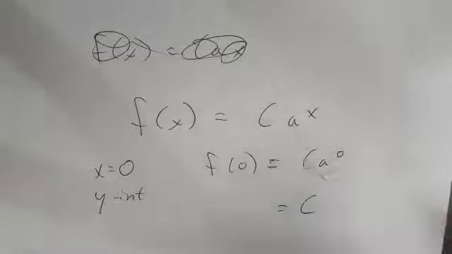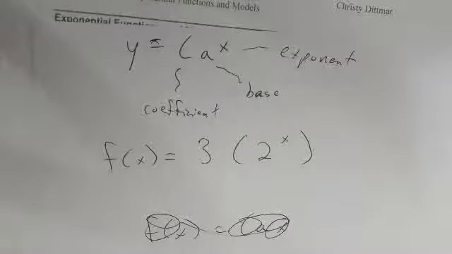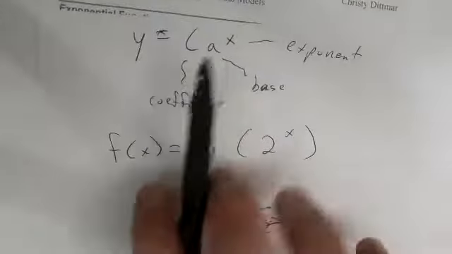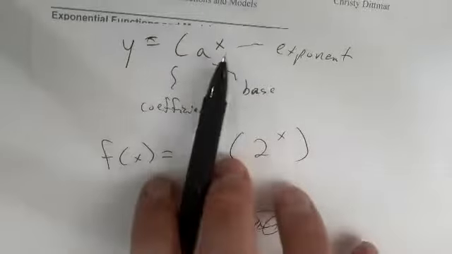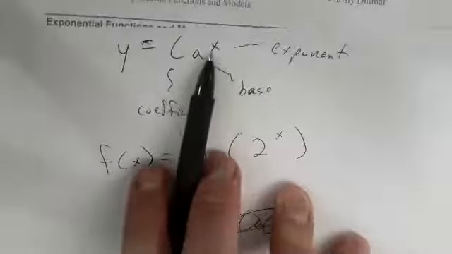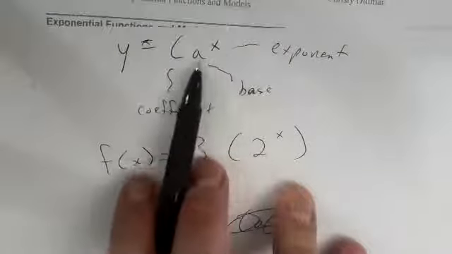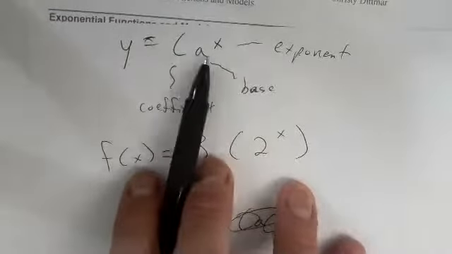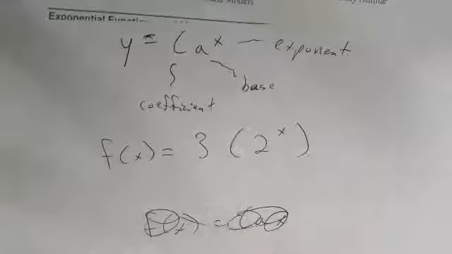There is one other thing that we have to talk about. There is a c and there is an a. There is a coefficient and there is a base. So what is this base doing? If we think about our exponent going up, every time we add an exponent, it's like we're multiplying by another a. So a is going to be the rate of change.